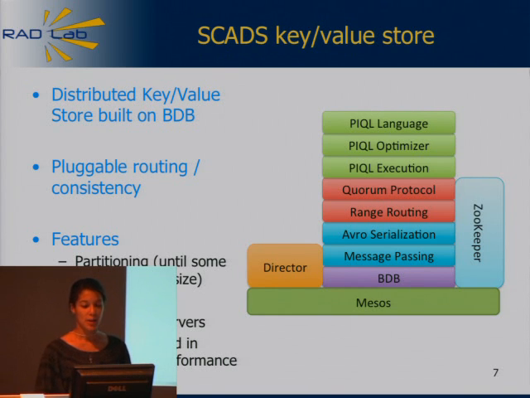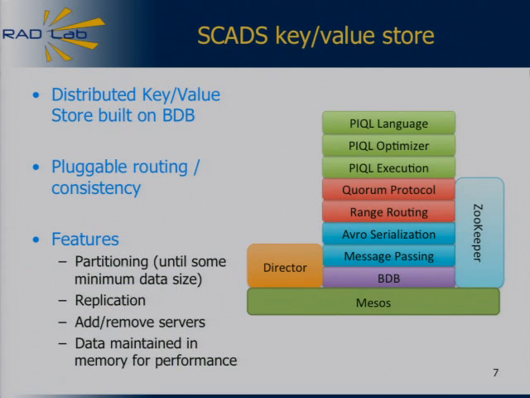And the other part of SCADS is that you can have different types of protocols for doing, say, a quorum. You could have range routing, so range partitioning. You could do hash partitioning. So in the context of this talk, we'll be doing range partitions on SCADS, but you can do a number of other things. And the director, the orange block, is what I'm talking about today, the thing that's actually doing the movement between the storage nodes and scaling up and scaling down.